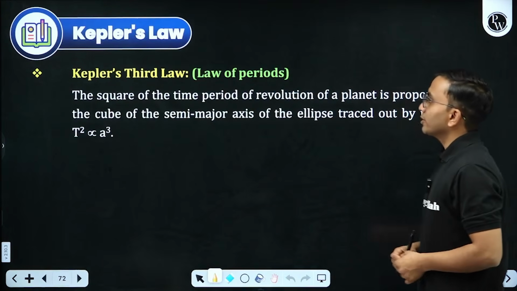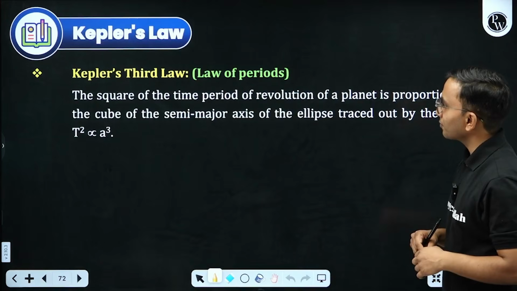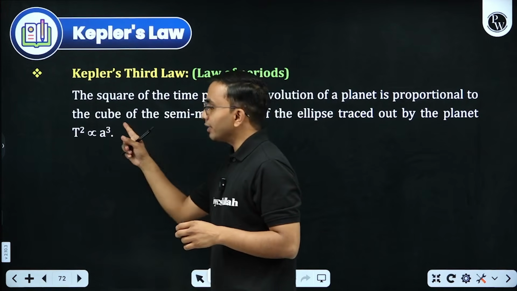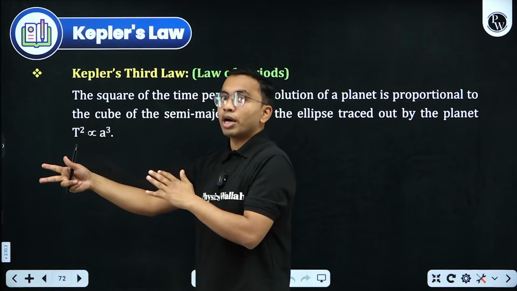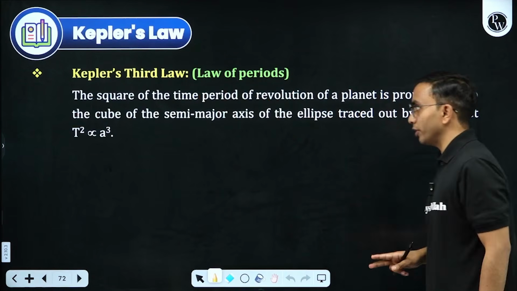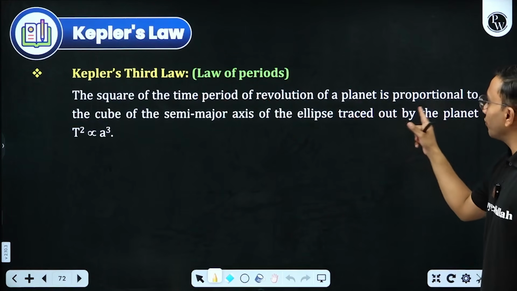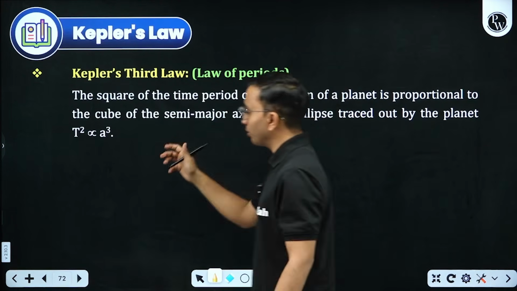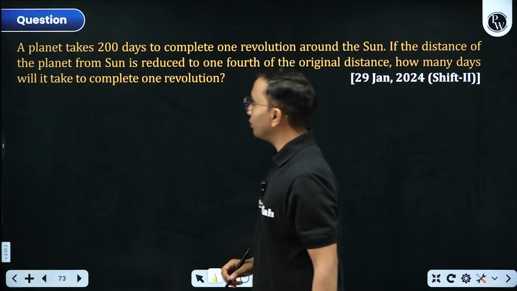Now Kepler's third law. This is law of period, and for satellites we saw that T square was coming to be proportional to r cube, and the same relation is followed here. So the square of time period of revolution of planet is proportional to the cube of the semi major axis. So you need to remember T square proportional to a cube.